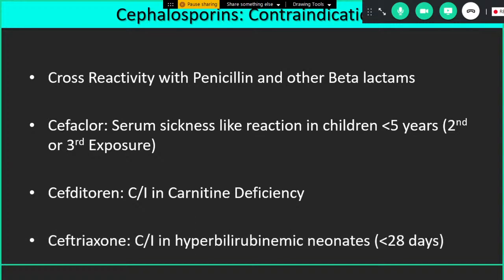And the last one is ceftriaxone. Ceftriaxone is contraindicated in hyperbilirubinemic neonates, in those less than 28 days. It competes with the bilirubin for the binding protein and displaces the bilirubin, and that bilirubin might go into the central nervous system and cause encephalopathy. Therefore ceftriaxone is not given before the age of 28 days in neonates.